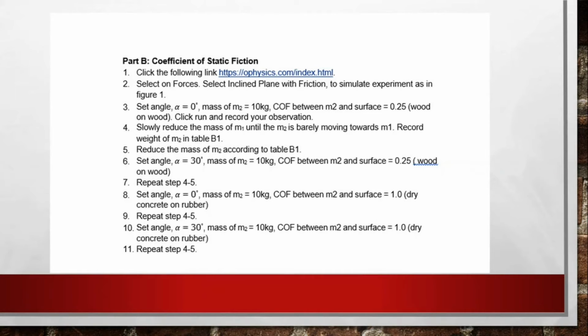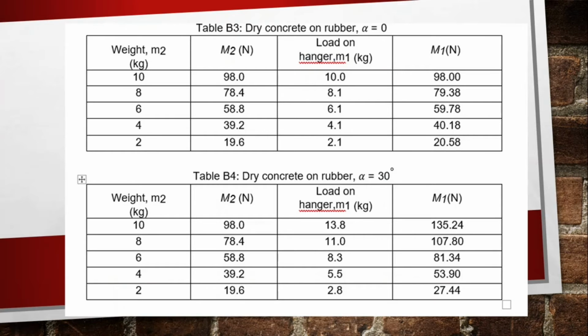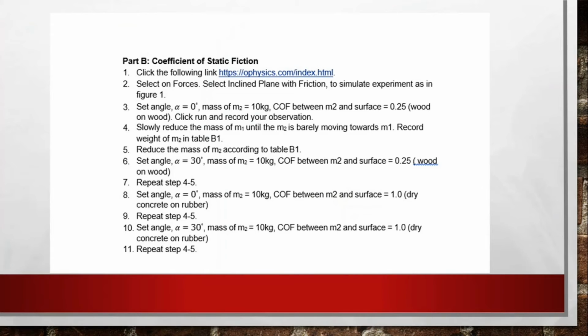Hello and hi, I want to share with you procedure part B, coefficient of static friction, continued for table B3 and B4. For table B3, you need to see step 8: set angle to 0 degrees and mass of M2 is equal to 10 kg. COF between M2 and surface is 1.0 for dry concrete on rubber.